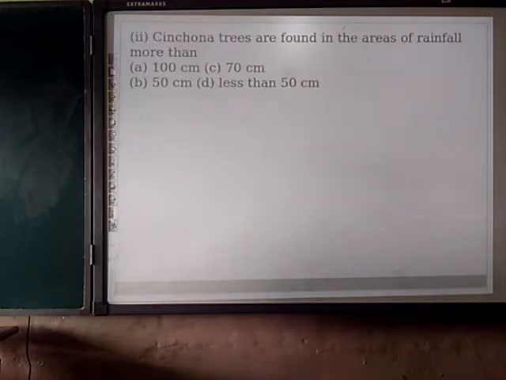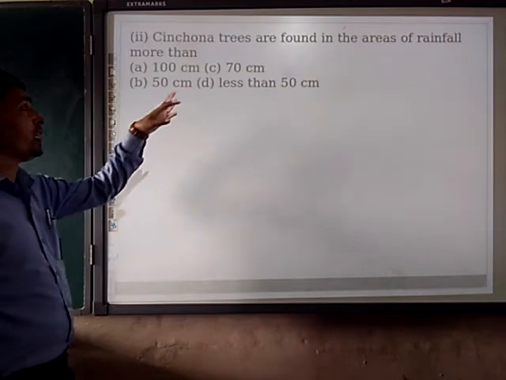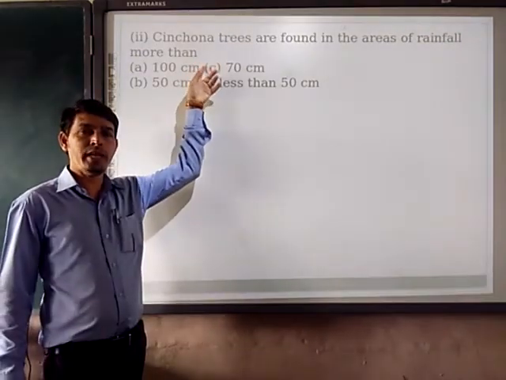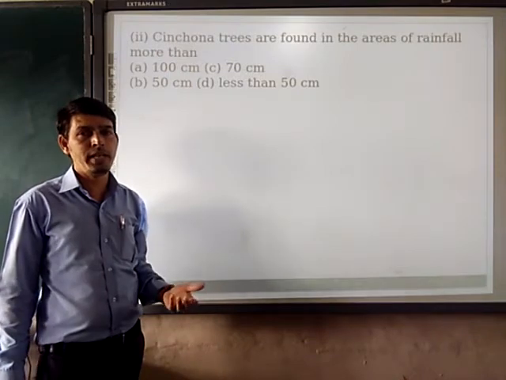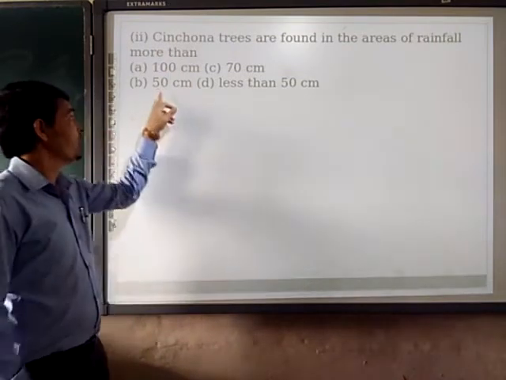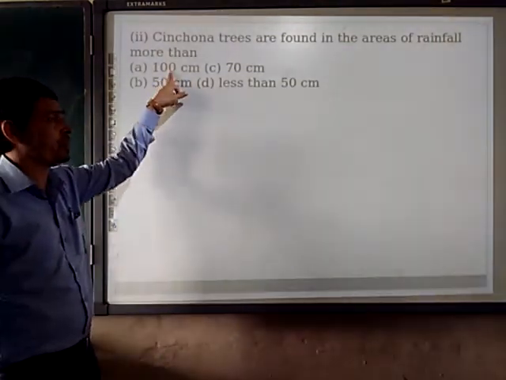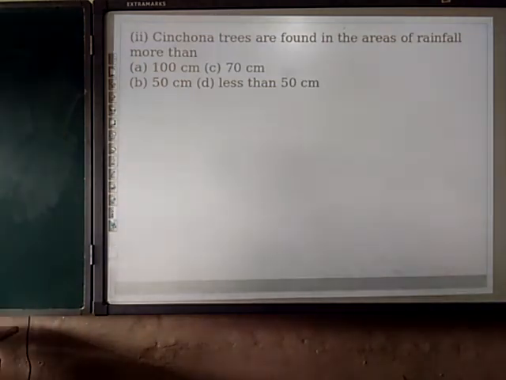Next, second question. Cinchona trees are found in areas of rainfall more than what? It is again one type of tree present in the tropical evergreen forest, which has the highest rainfall. So 200 centimeter will be the correct answer.